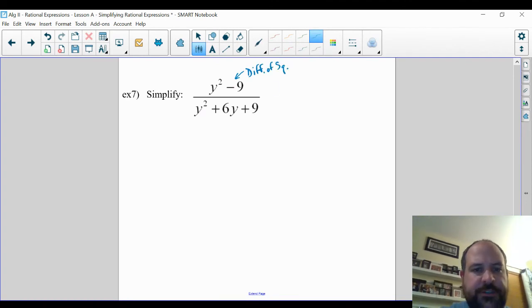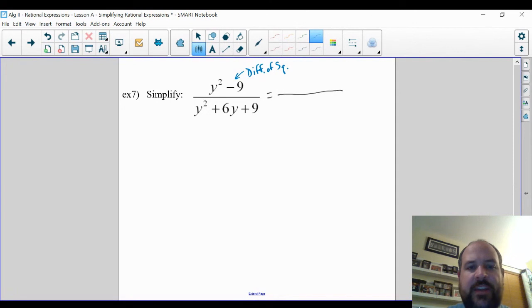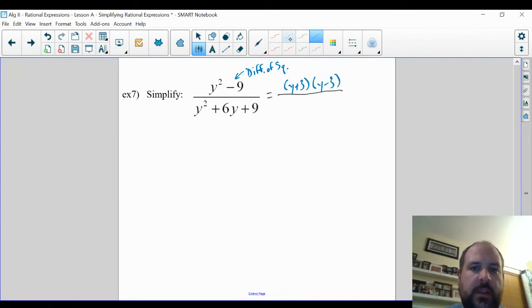And if it helps you to factor one part and then the other part and then cancel out, that's fine. That's how I would do it. I see the top becomes y plus 3 times y minus 3. Then I look at the denominator. Now, if I'm being smart, I know I want something to cancel out. So hopefully this expression here has either y plus 3 or y minus 3 as a factor.